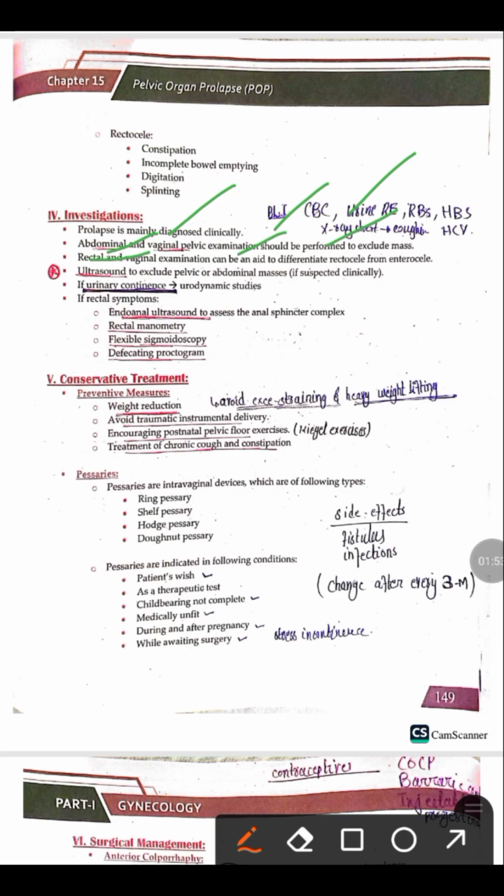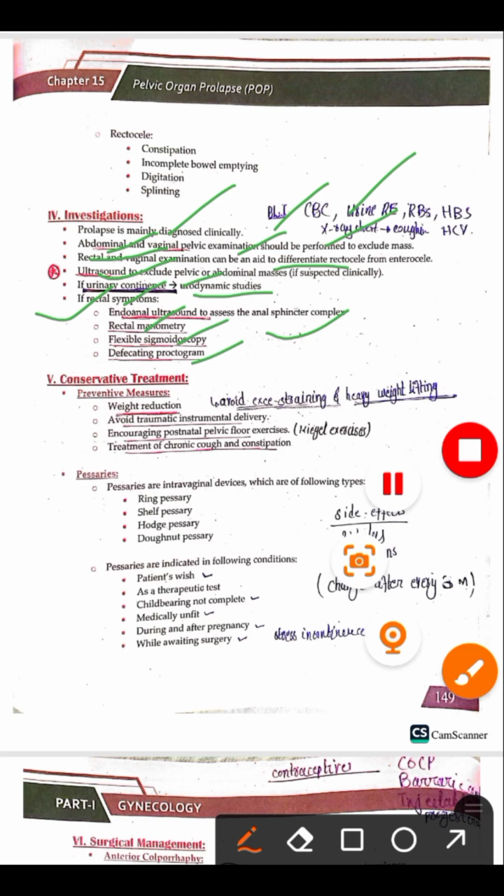A rectal and vaginal examination help in differentiating the rectocele from the enterocele. Similarly, we also do the ultrasound abdomen to exclude any abdominal mass or pelvic mass. For urinary continence symptoms, we do the urodynamic study, and if there are rectal symptoms, we do endoanal ultrasound to assess the anal sphincter. Similarly, we also do the rectal manometry. We can also do the flexible sigmoidoscopy or defecating proctogram.